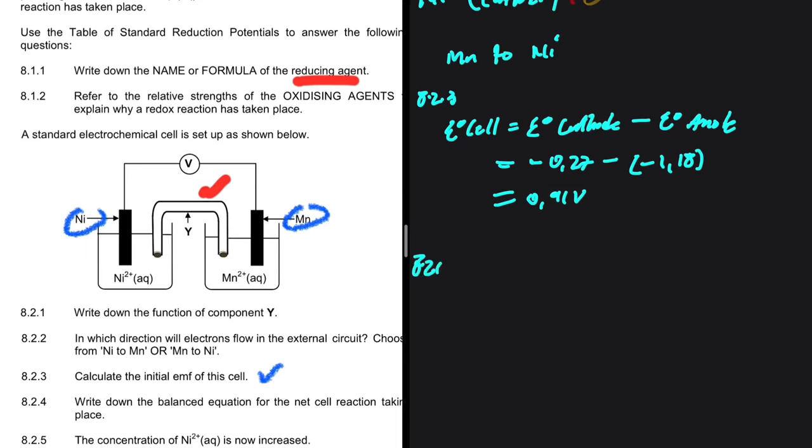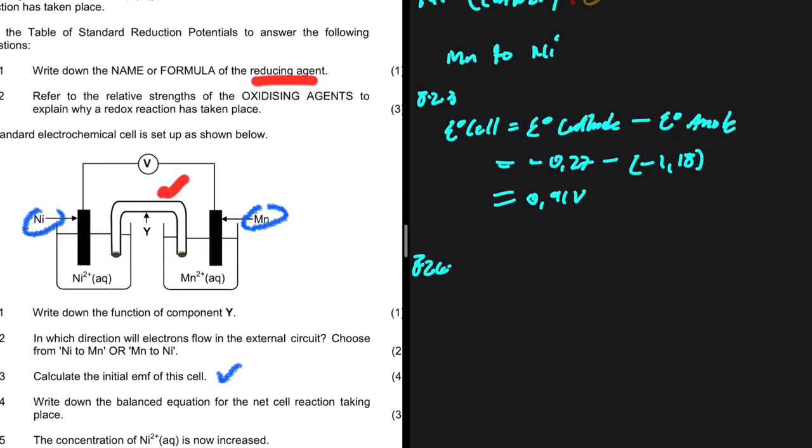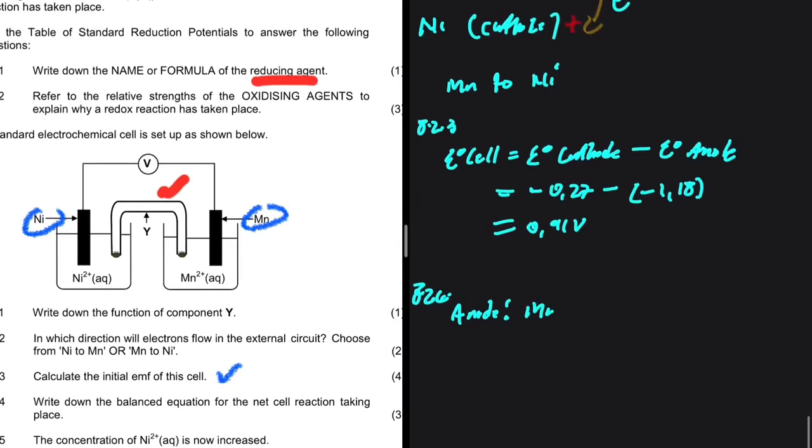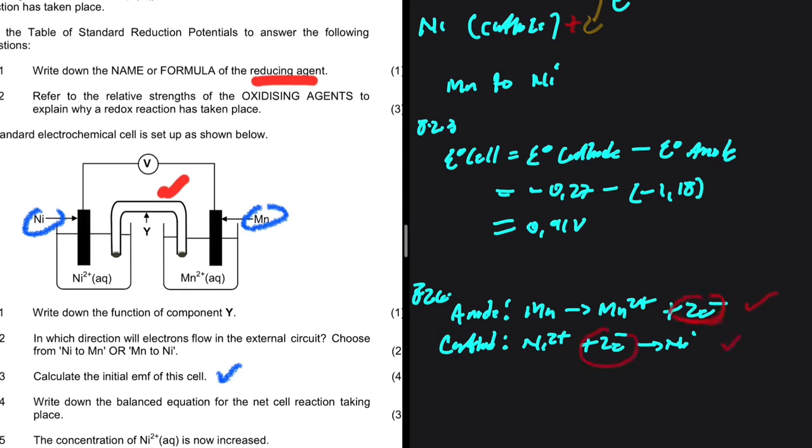Right, 8.2.4. Write down the balanced equation for the net reaction taking place. Let's start with the anode where oxidation takes place. At the anode, we have Mn. So we're going to have Mn losing 2 electrons to form Mn2+ plus 2 electrons. And then at the cathode, we have Ni2+ plus 2 electrons to give us Ni. It is easy to see that in equation 1, we have a loss of electrons, and in equation 2, we have a gain of electrons.